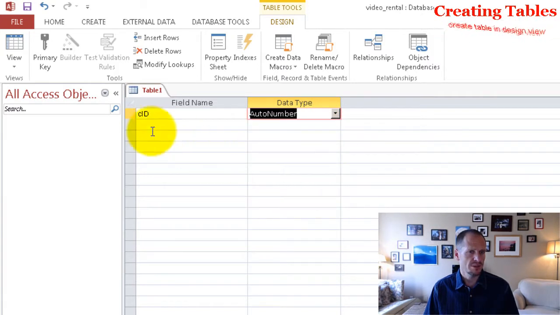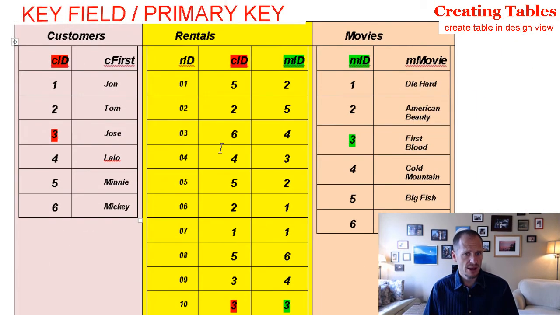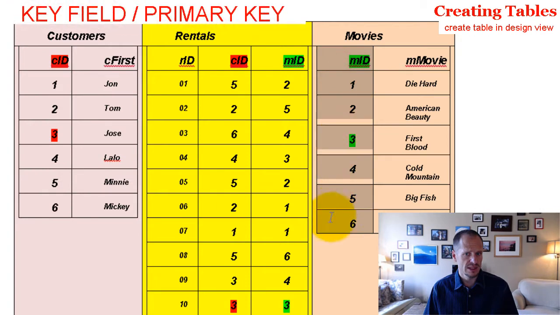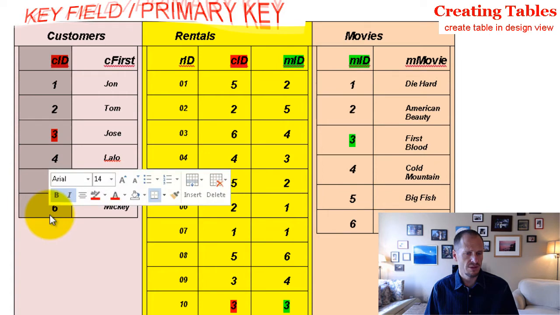And I also want it to be something called the primary key. Now the primary key we saw in this diagram here, the primary key was really important. So here's the key field that makes this database work. Here's the key field for the movies table. Here's the key field for the rentals table. And here's the key field for the customers table.